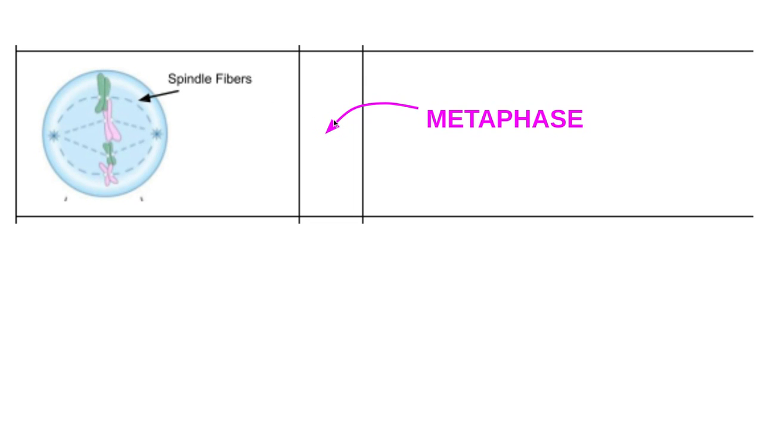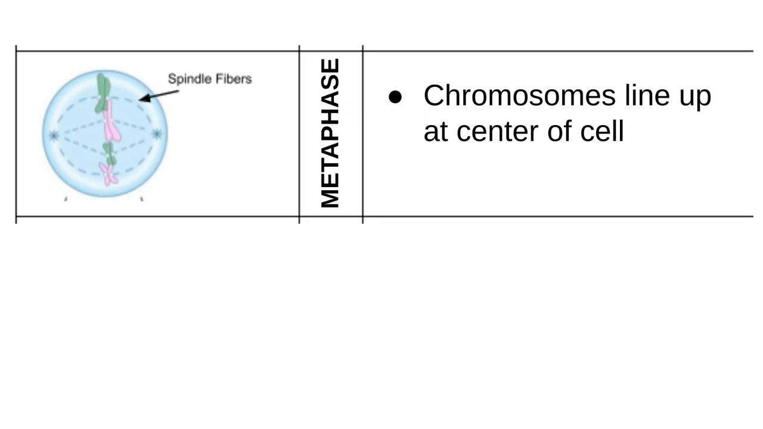Next up, we have metaphase. So our abbreviation is PMAT. So P is for prophase, M is for metaphase. Meta and middle both start with the letter M. This is when chromosomes are in the middle of the cell. So chromosomes are going to line up at the center of the cell during metaphase.